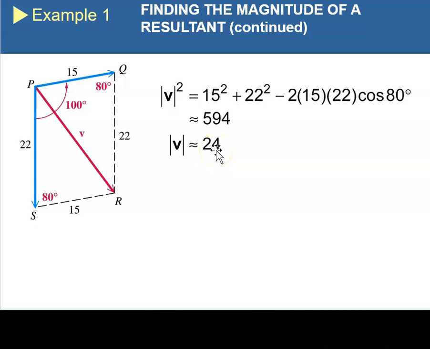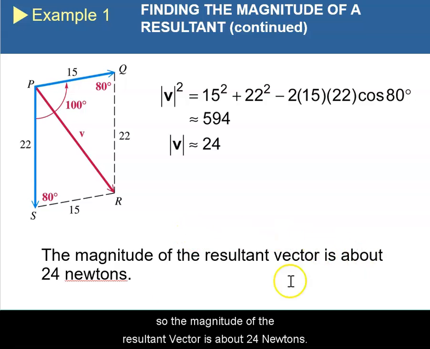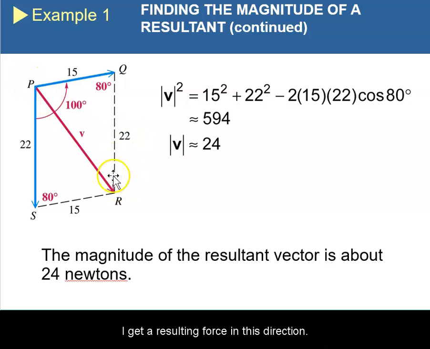Just make sure to watch out for rounding errors when you do this. So the magnitude of the resultant vector is about 24 newtons. When I add these two together, I get a resulting force in this direction that has a length or force value of 24 newtons.